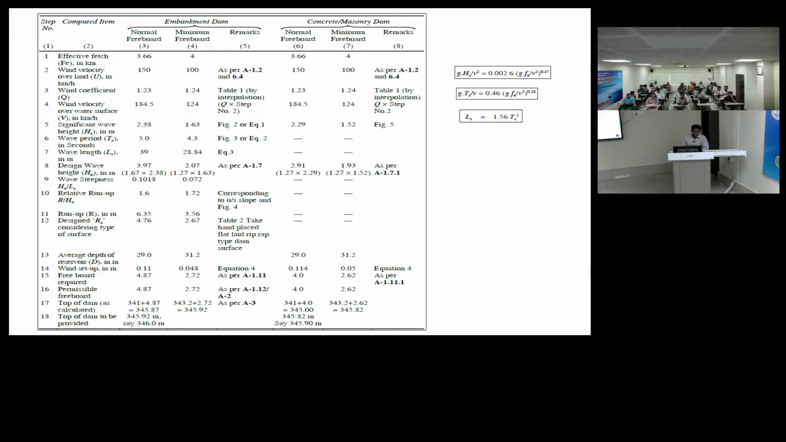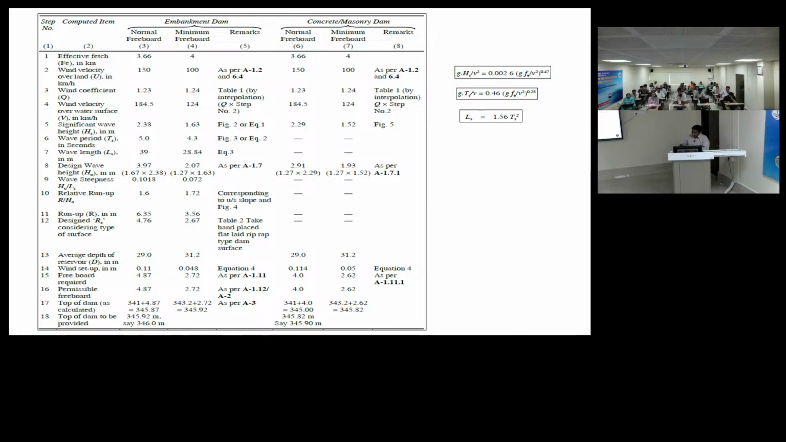In the normal freeboard we are considering 150 meters wind velocity, whereas in the minimum freeboard we are considering only 100 meters. Because MWL, like I told, is a very rare condition, like in the monsoon season or whenever there is a flow. So there is no need to consider it.